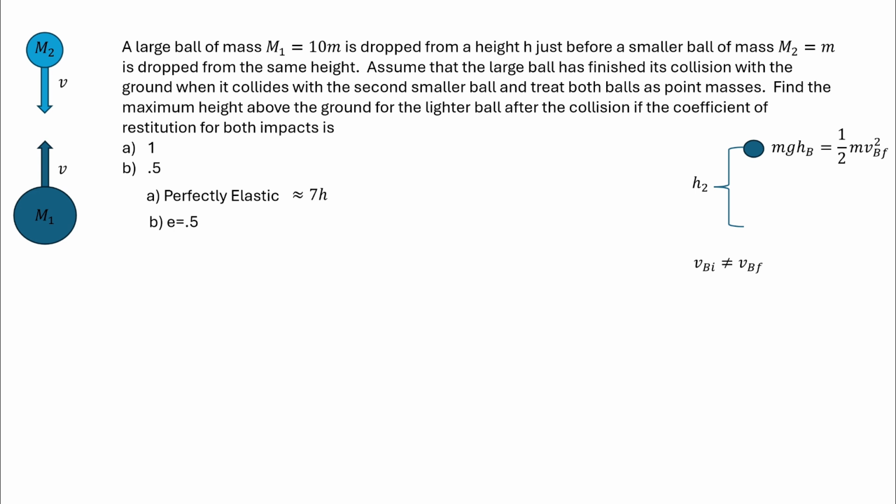Now let's say the coefficient of restitution is 0.5. Let's do the whole problem all over again. This time, I'm saying the coefficient of restitution applies to both collisions. In other words, the first ball, M1, has to collide with the ground and come back up, and then I have to collide with the second ball. So there's two things to do here.